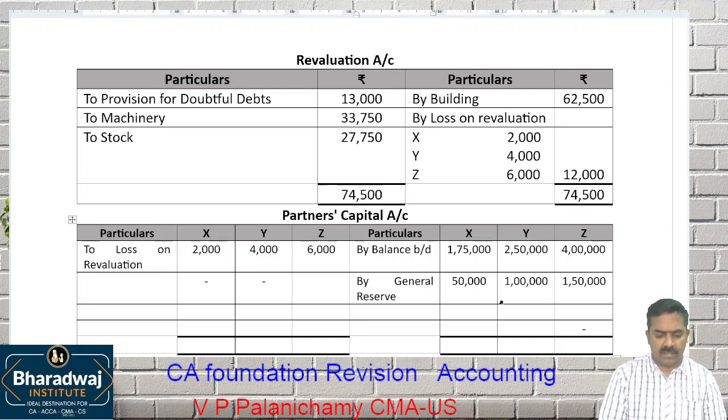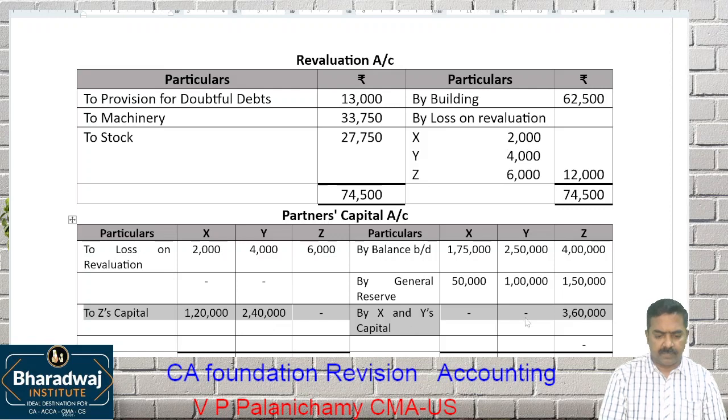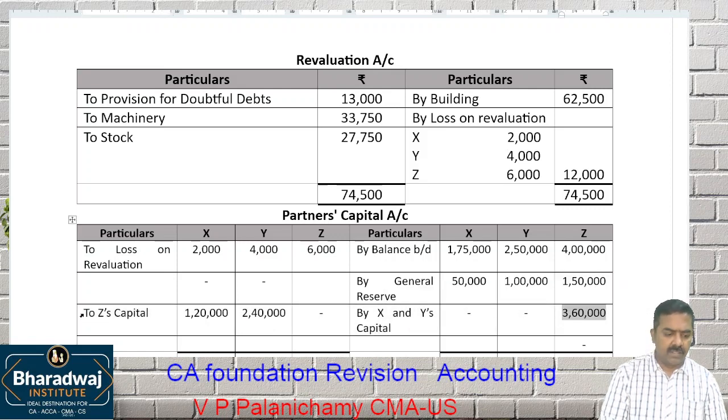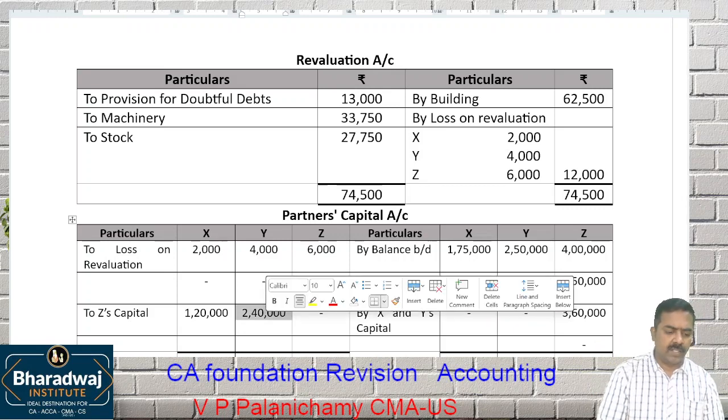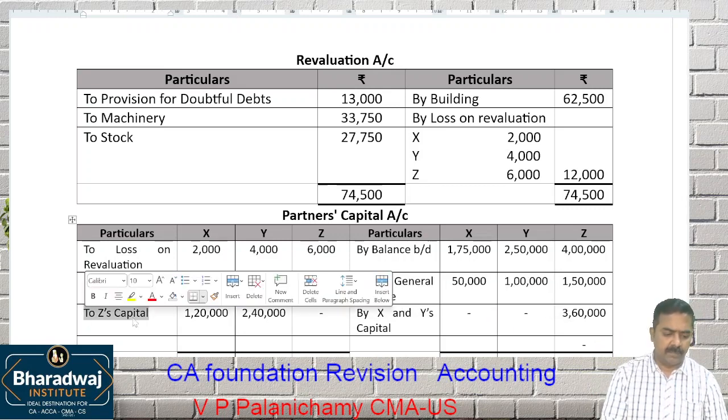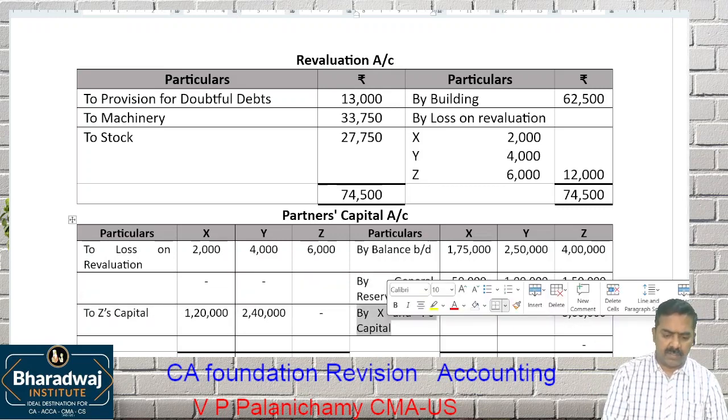Credit is Z, debit what? X and Y. Z's capital 3,60,000 you credit, X and Y you debit. We have already passed that. X's capital debit 1,20,000, Y's capital 2,40,000, to Z's capital by X and Y's capital 3,60,000.